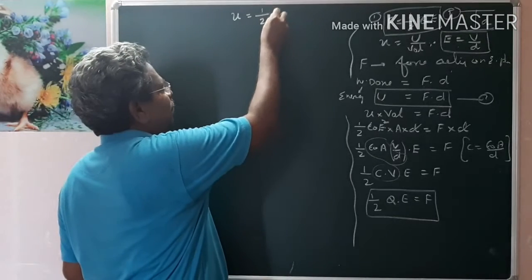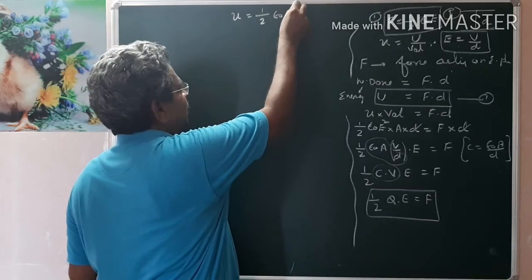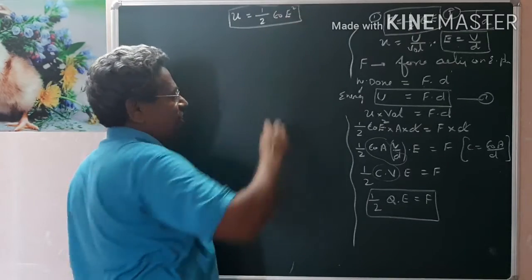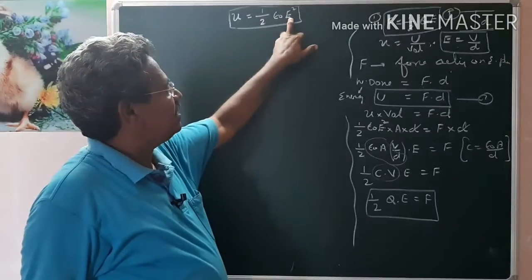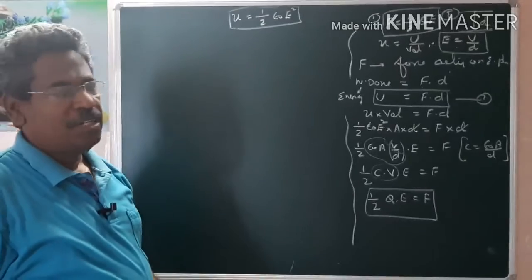U is equal to half into epsilon naught E square. This is also another derivation they are asking you. Or we can say that energy density per unit volume can be related to the electric field E by this formula. So how to start?